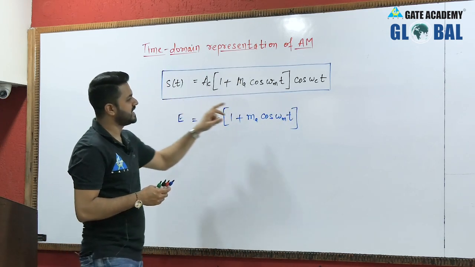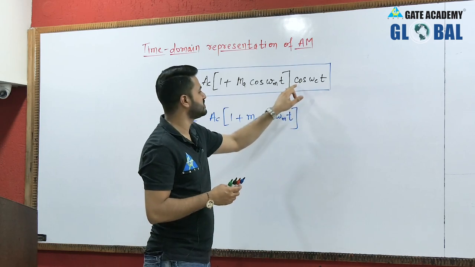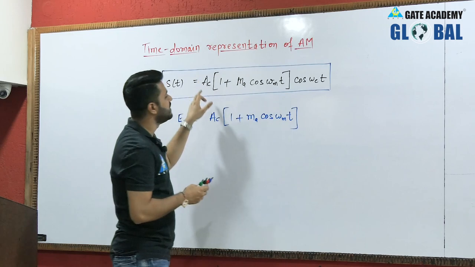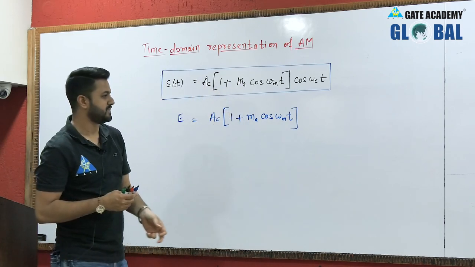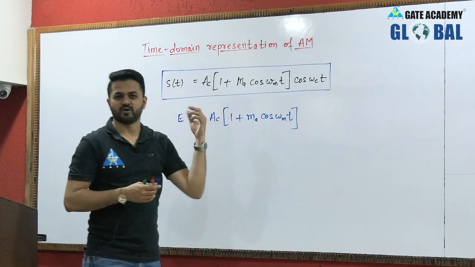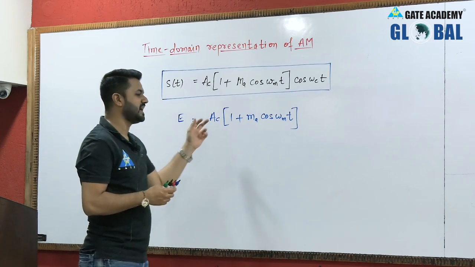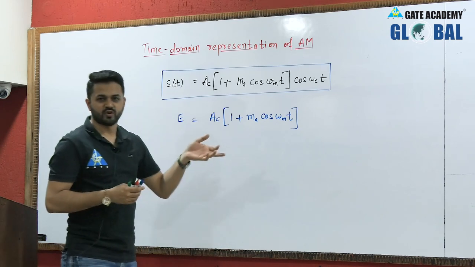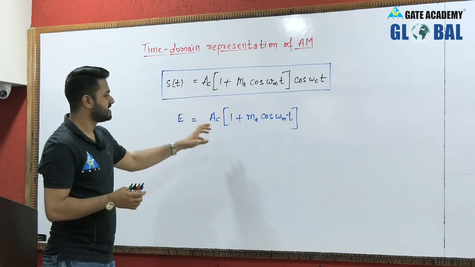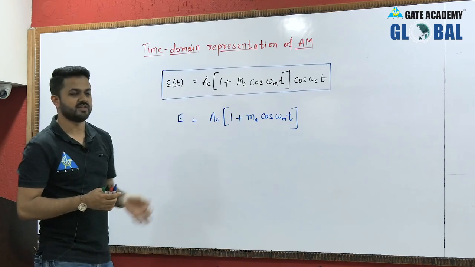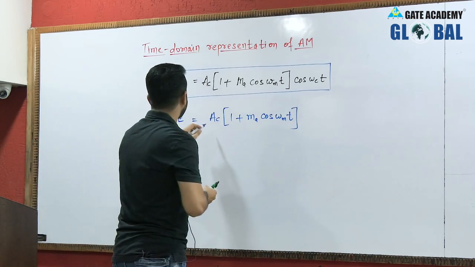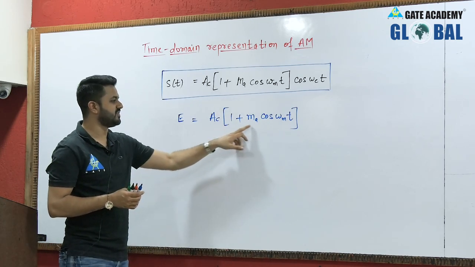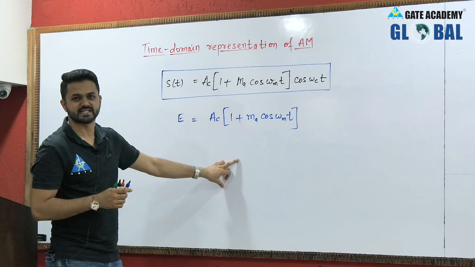As you can see, this is cos ωct, and for this cos ωct the amplitude is Ac(1 + kmt), or Ac(1 + ma cos ωmt). So this cos will have positive amplitude and negative amplitude, which means the envelope will also be positive and negative. When we draw the time domain waveform, we will get both the positive envelope and the negative envelope. Now the value of envelope is Ac(1 + ma cos ωmt) for a single tone modulating signal.